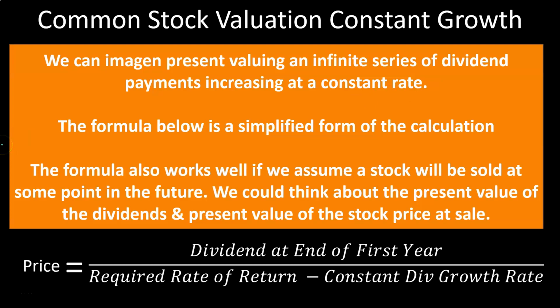The formula below is a simplified form of the calculation. The formula also works well if we assume a stock will be sold at some point in the future. We could think about the present value of the dividends and the present value of the stock price at sale. The formula is going to look like this: the price equals the dividend at the end of the first year, divided by the required rate of return minus the constant dividend growth rate. We will apply this formula in some practice problems so you can take a look at the calculations related to them.